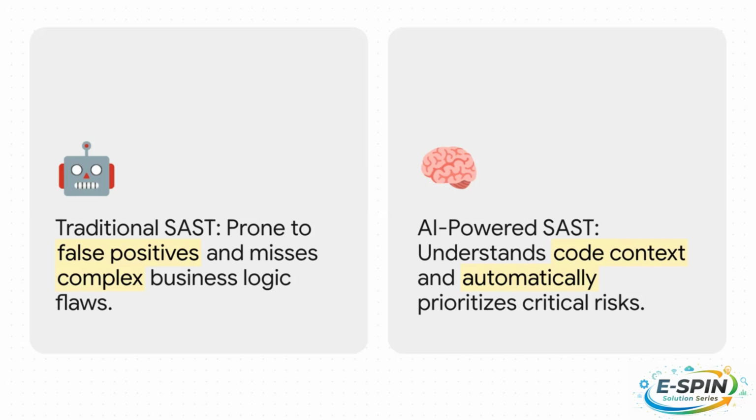But modern, AI-powered tools, they're totally different. By training on massive amounts of code, they actually learn to understand an application's context and even the developer's intent. This lets them see the bigger picture, so they can pinpoint really complex flaws, like broken authorization logic, and then automatically prioritize the risks that truly matter.